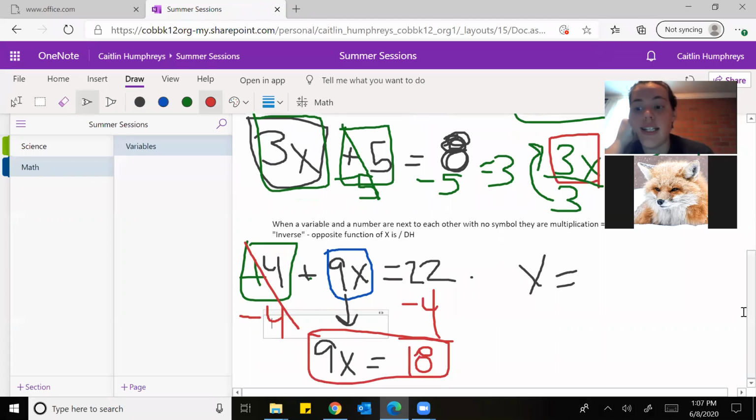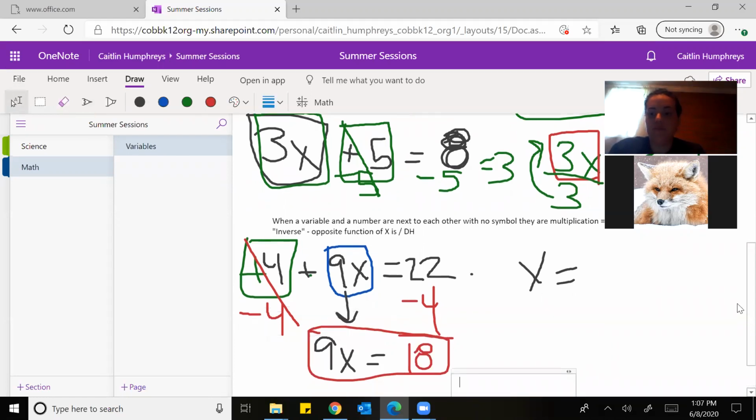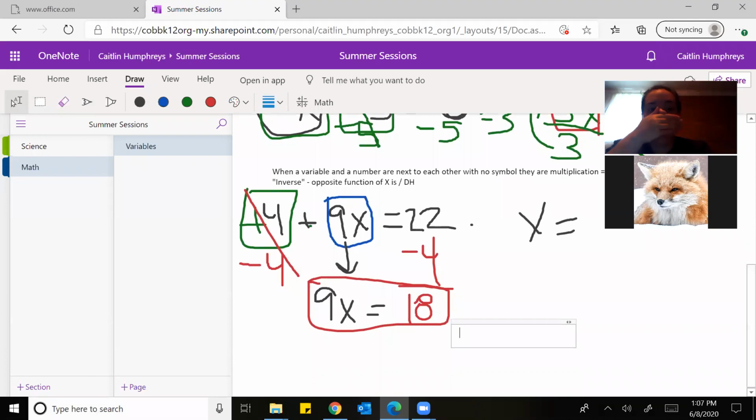I am not done. It did not say simplify, it said solve. So 9 and x are smushed up together. We know that when a variable and a number are next to each other with no symbol, they are multiplication. The inverse of multiplication is division. So I'm going to divide each side by 9. Divide each side by 9.